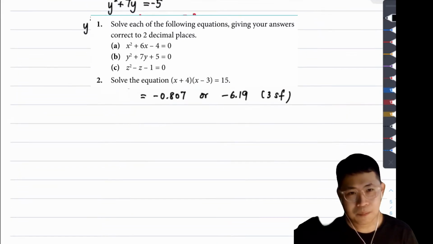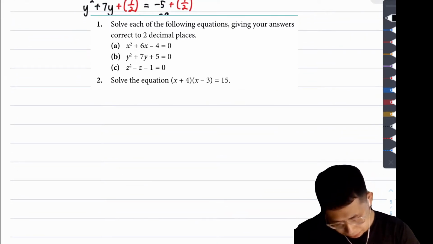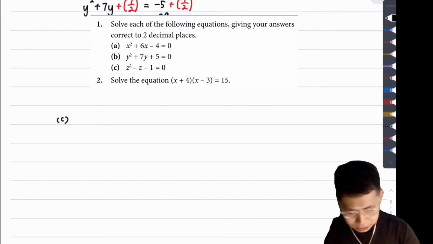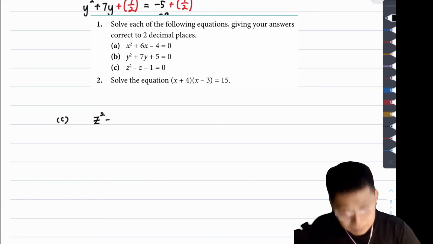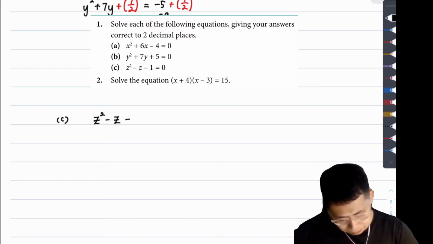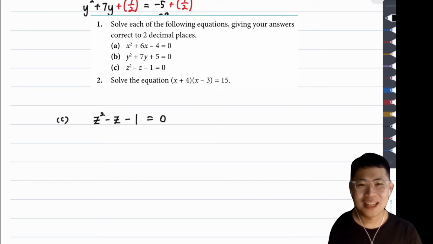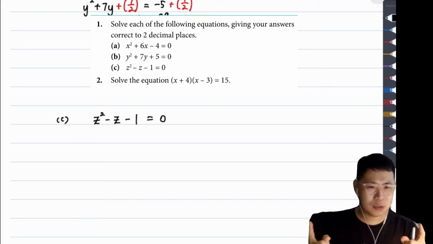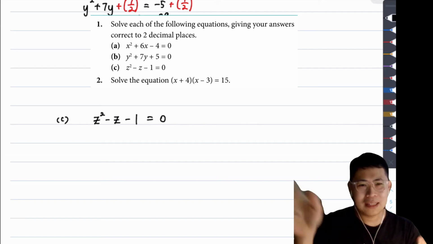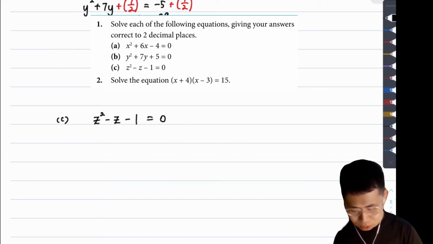So for C, I have z squared minus z minus 1 equals 0. Can we factorize this? I don't think so. 1 and 1 give you 0 or 2, but this is negative 1, so we cannot.